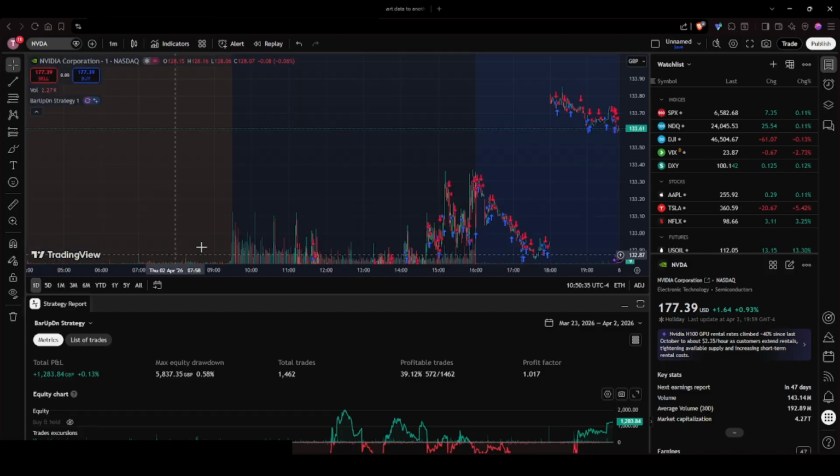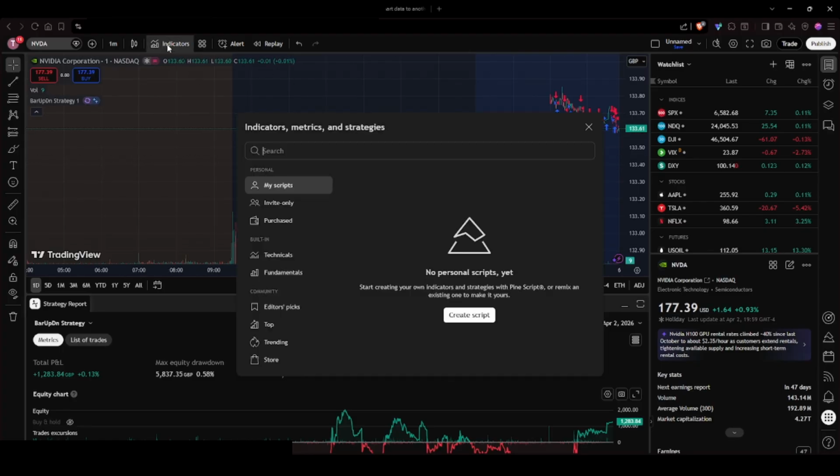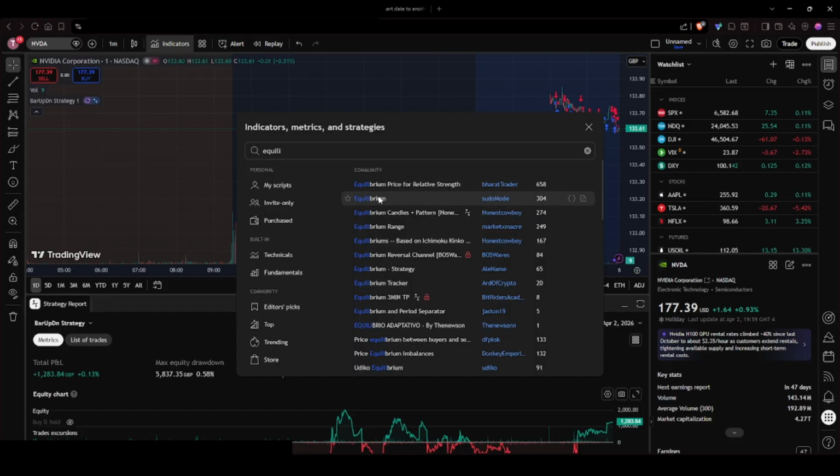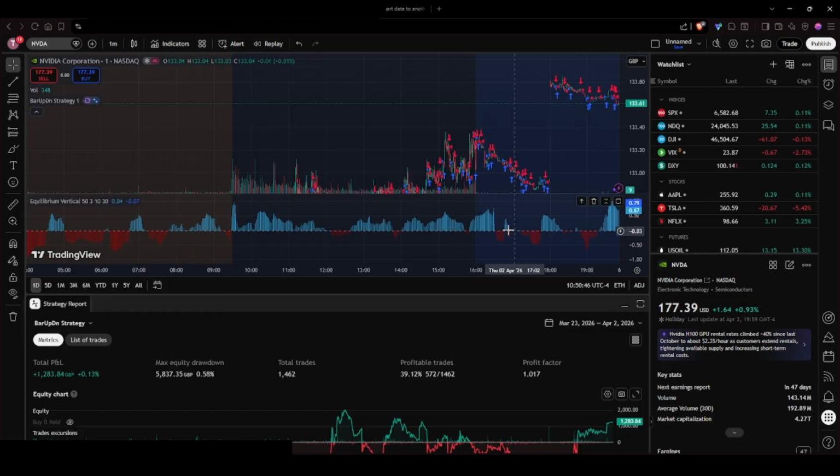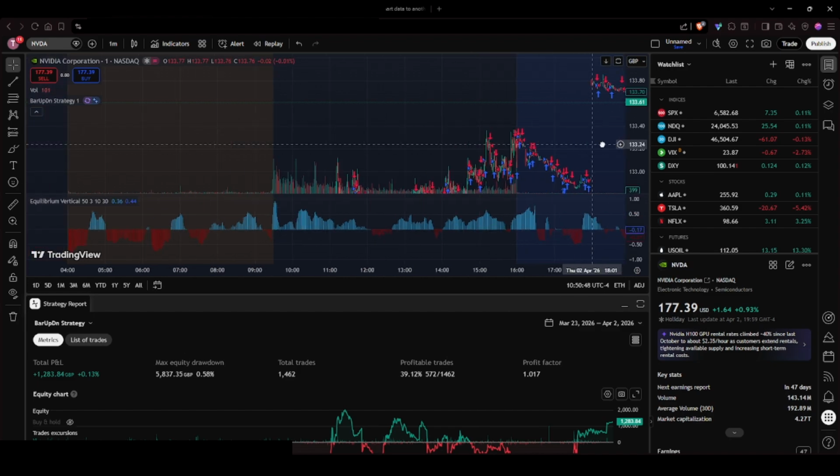Next, look for areas where the price has moved sideways for a period of time. These zones indicate that the market is in balance. To mark these levels, use the horizontal line tool to draw lines at the high and low of the consolidation range. Finally, consider using the volume profile tool in TradingView.